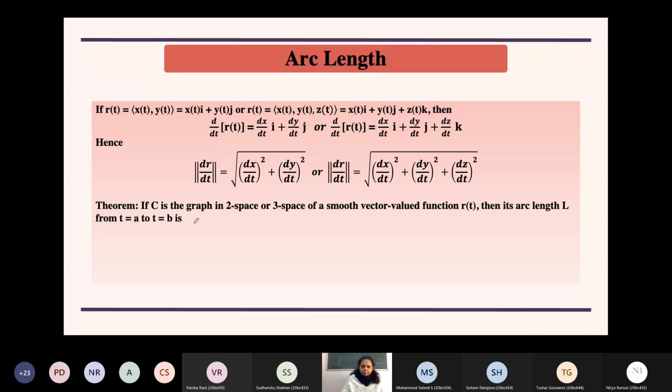Ma'am, root of 1 plus f dash square. When it is in terms of the parameter t, then how do you write it? Integral a to b under root dx by dt whole square plus dy by dt whole square. Okay, so if it is in 2 space, it is this particular expression inside the integral, and if it is in 3 space, it is this expression, and then you take the definite integral from a to b. Yes, thank you.